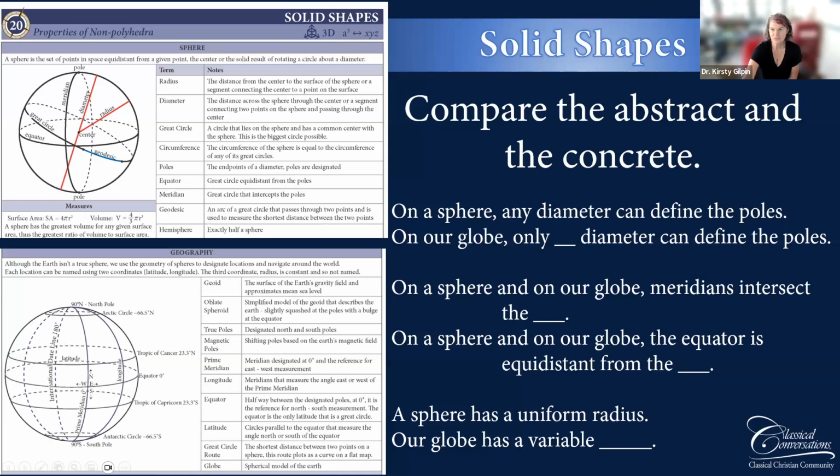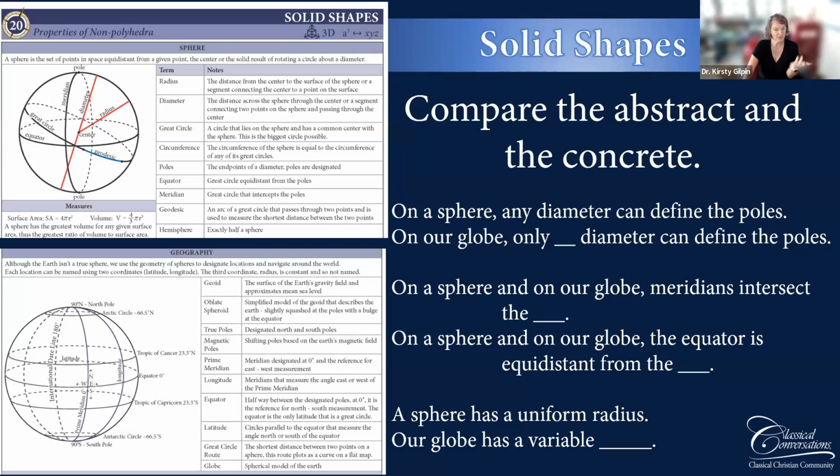So let's look again at our sphere and our globe, and notice here that we have meridians on both. And what do meridians all intersect? The poles, right? And what do we call the meridians in our geography? Longitude, right? So there are lines of longitude, but there's our concrete longitude that corresponds to our abstract meridians.